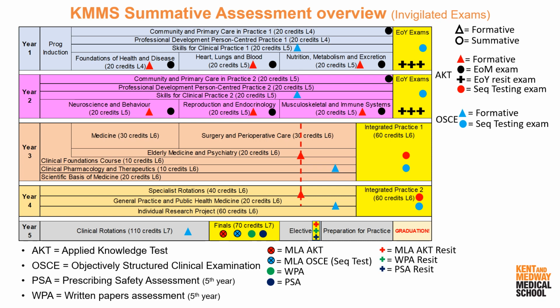If a student is unsuccessful at either the AKT or the WPA or the PSA, there is a reset opportunity at the end of the elective period for those because they were single sit exams during finals. The AKT, the OSCE is a sequential testing and therefore no reset opportunity there.